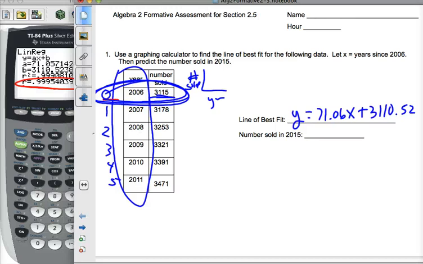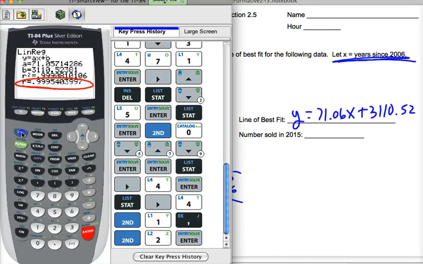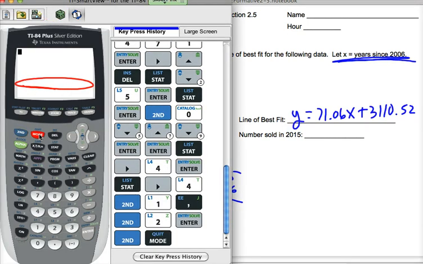2015 would be 9 years later. Subtract, and you end up plugging in a 9 for x, because x stands for years since 2006. So just plug a 9 in there. I guess I'll type it in right over here. In second mode, that quits and clears my screen.